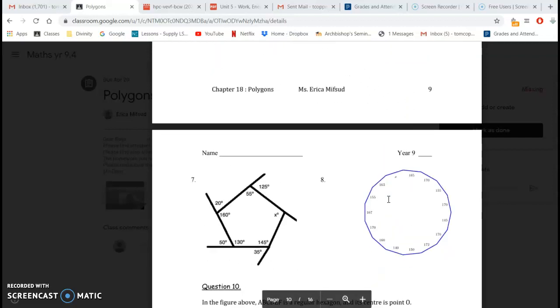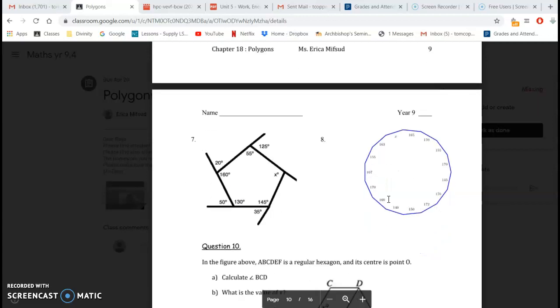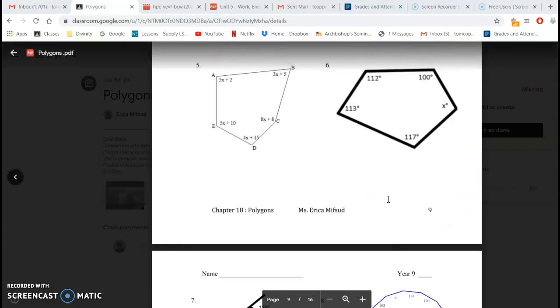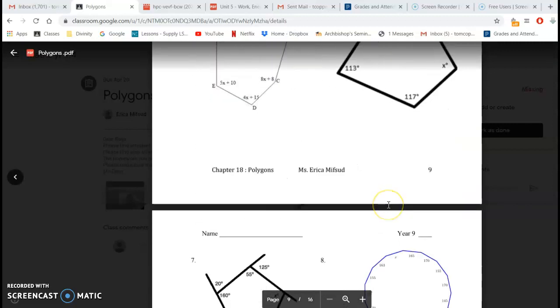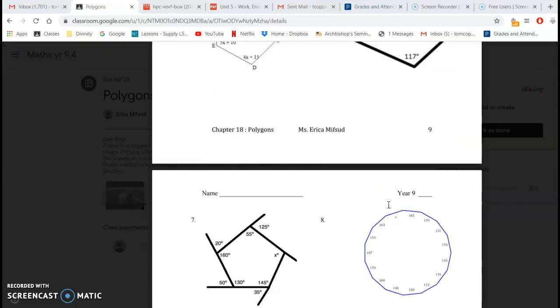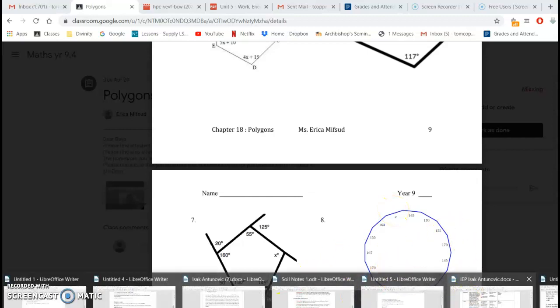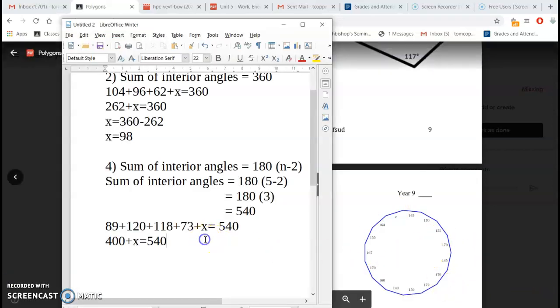Now, number 8. So, this looks a bit complicated, but what you have to do is use the method that I explained in number 4. It is exactly the same, but let me start it off for you, and then you're going to continue it on your own.